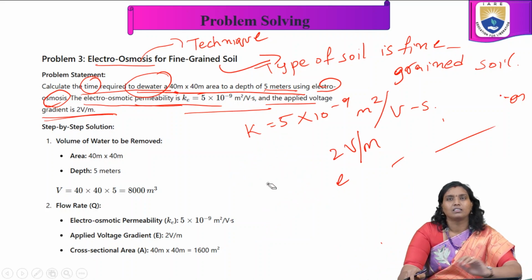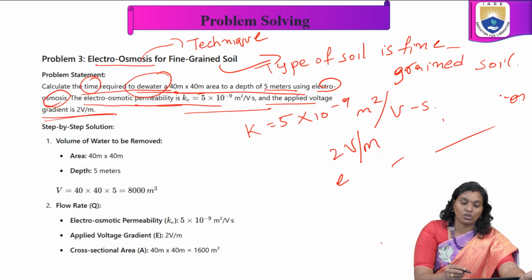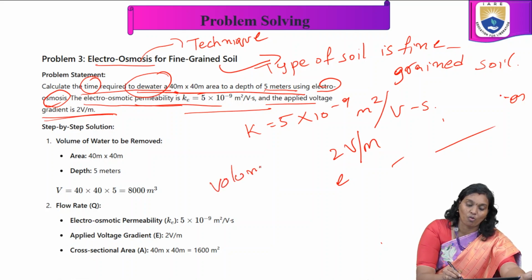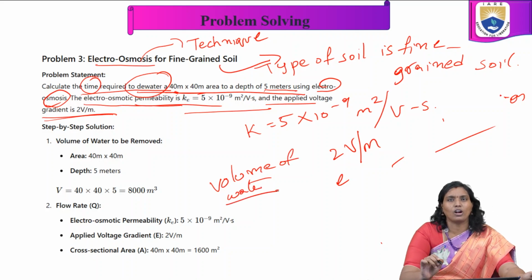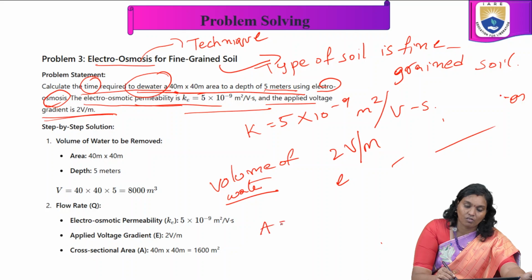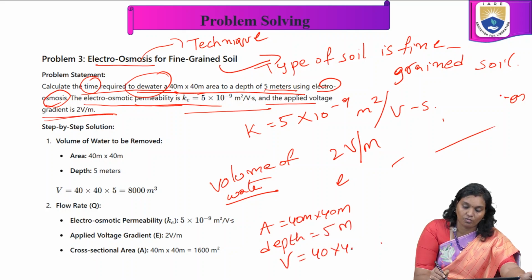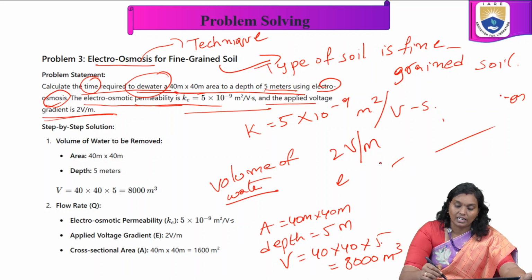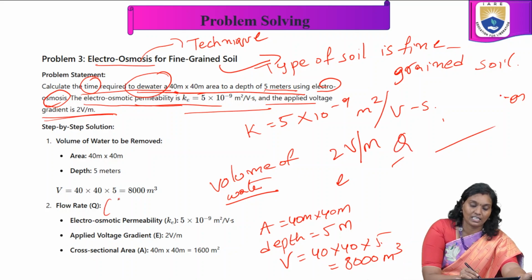So the first step we do is to find the volume of water to be removed. How much volume of water is to be removed? So that area is equal to 40 meters into 40 meters and the depth is equal to 5 meters, and the volume is equal to 40 into 40 into 5, that is equal to 8000 meter cube. The flow rate is nothing but the discharge.